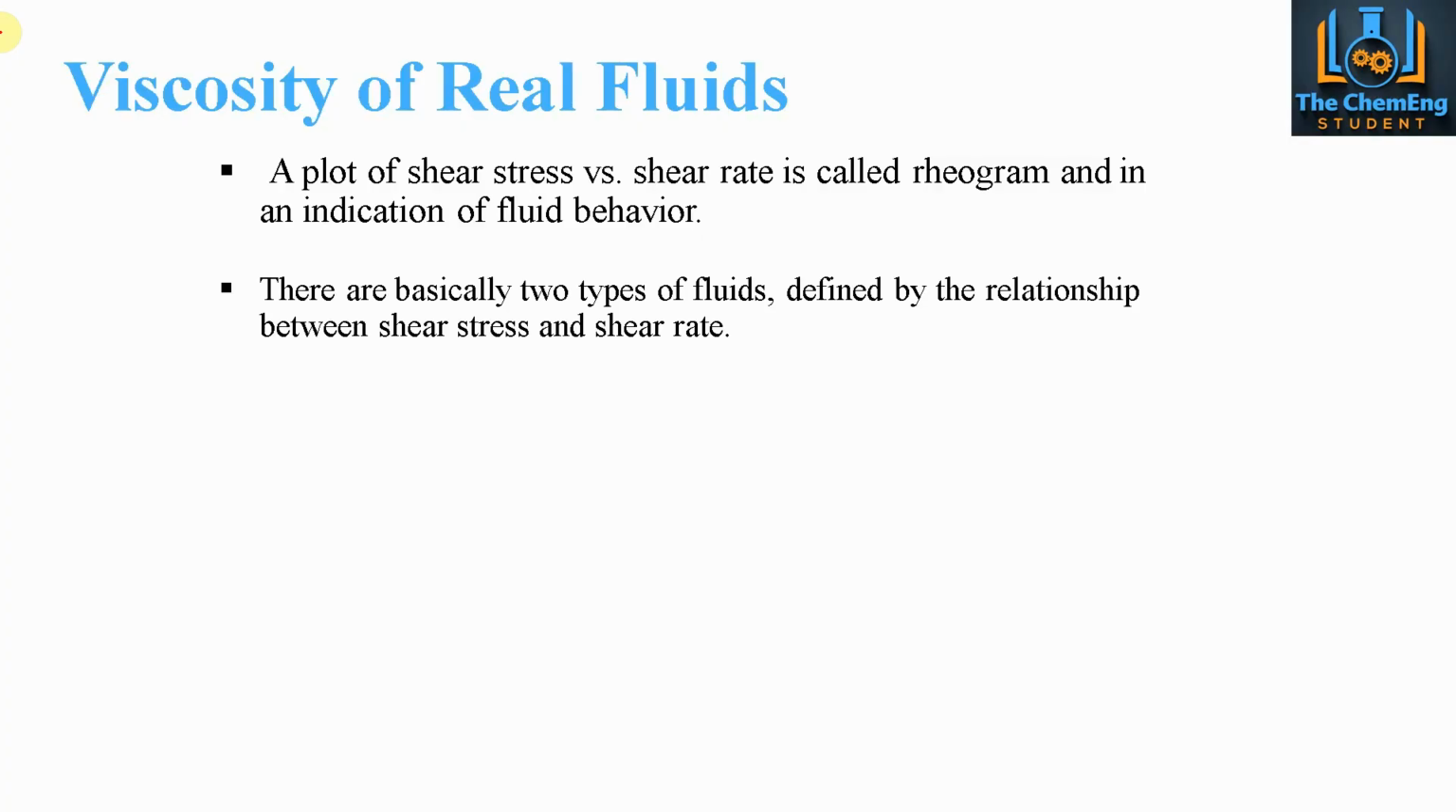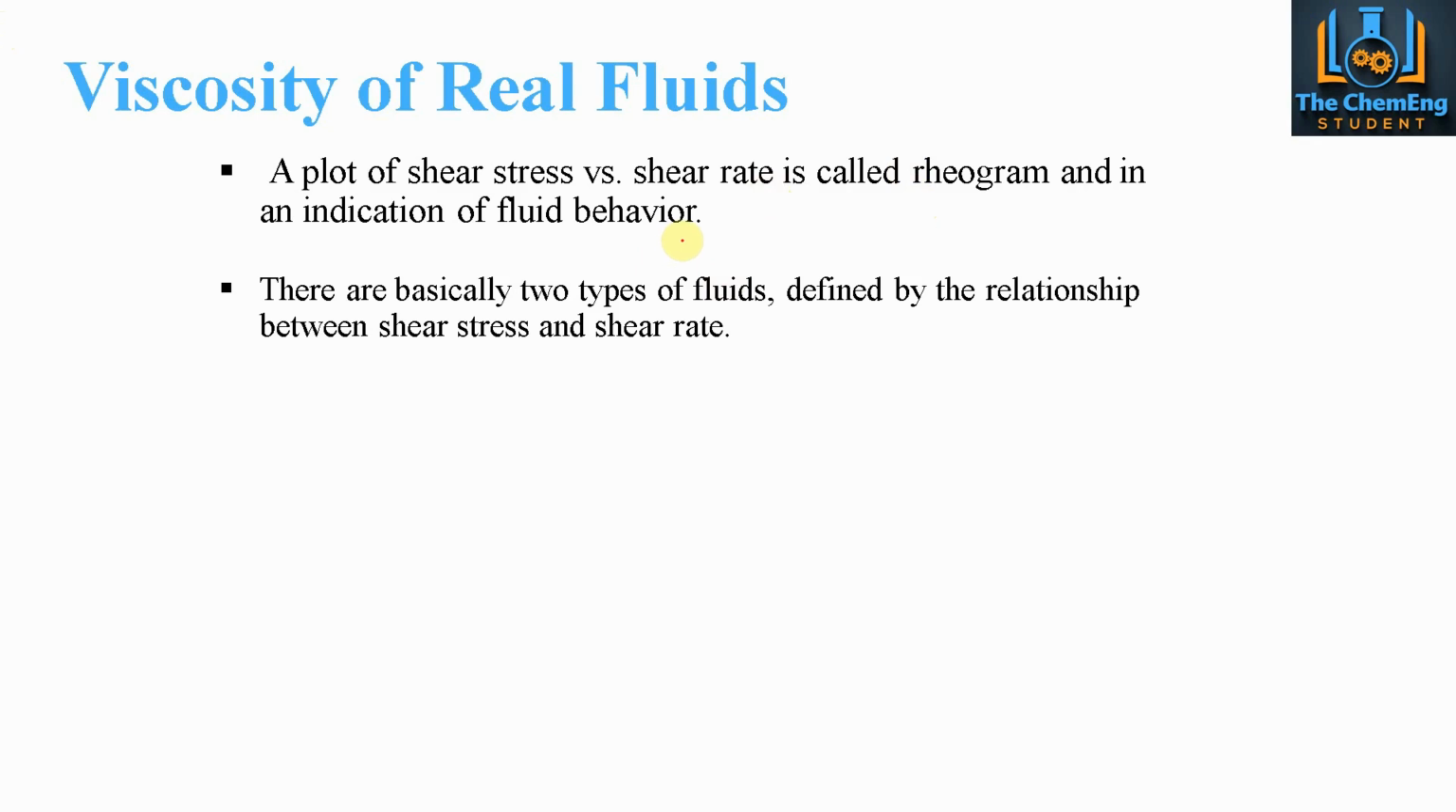So here we're going to talk about viscosity in terms of real fluids. Now we could have a plot between the shear stress and the shear rate, and this graph, which you should be familiar with, is called a rheogram, and it gives us an indication of the fluid behaviour. So say we had a fluid of unknown characteristics, then we could measure subsequent shear stresses against shear rates. We could plot them on an XY axis and that would produce a rheogram, and from that we could deduce the behaviour of our fluid.